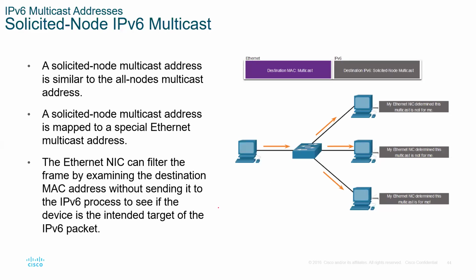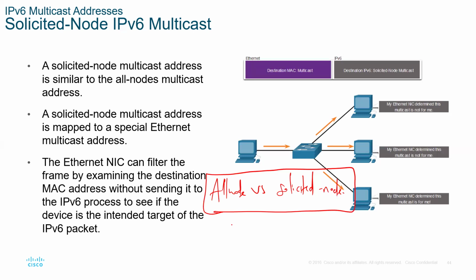For the sake of revision, I think you benefit a lot in understanding, trying to find the difference between an all-node multicast versus a solicited node multicast. Do some basic research, find the differences between these two multicast addresses with respect to IPv6.